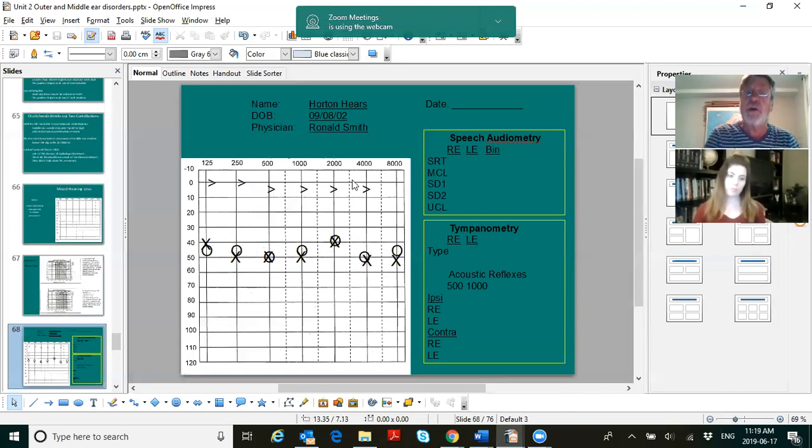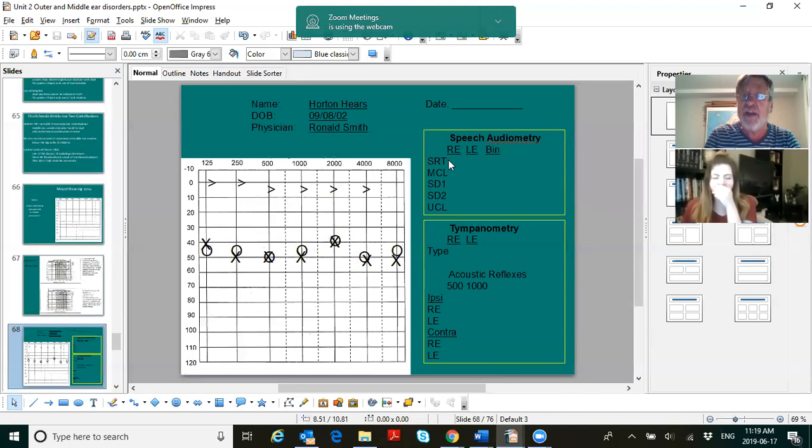So this is what they call an air-bone gap. And look at where the thresholds increase. They get a little bit better. And at what frequency? 2000 hertz. You can put that together with otitis media. This is a young kid. He's got an ear infection in both ears, otitis media.